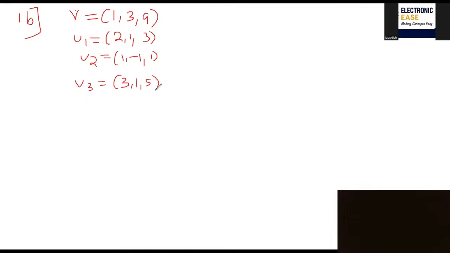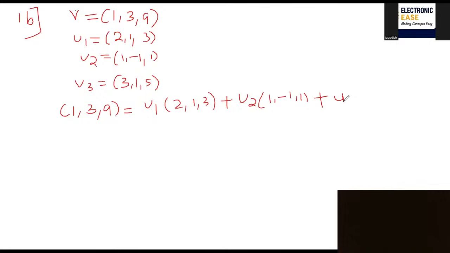So what is the first step? What do you need to do? You need to write the given vector V, that is 1, 3, 9, which is equivalent to U1 into 2, 1, 3, then plus U2 into 1, minus 1, 1, plus U3 of 3, 1, 5. Now, how will we solve this?